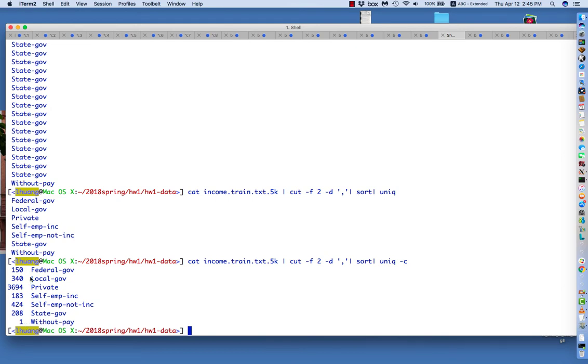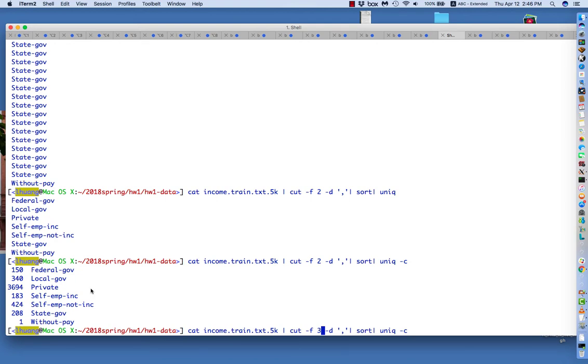Okay, so 150 people worked for the federal government. The vast majority worked for private industry, the private sector. That's the case in the United States, right? And the other employment sectors are all very small compared to private, right? Even if you add up all the others, it's still much less than private. Okay, that's the case for the second field, that is, the employment sector.